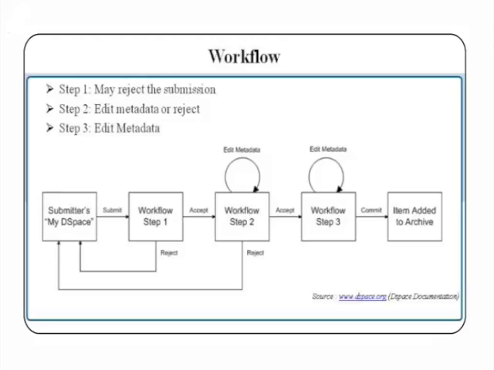When a step is invoked, the submission is put into the task pool of the step's associated group. One member of that group takes the task from the pool and it is then removed from the task pool to avoid the situation where several people in the group may be performing the same task without realizing it.